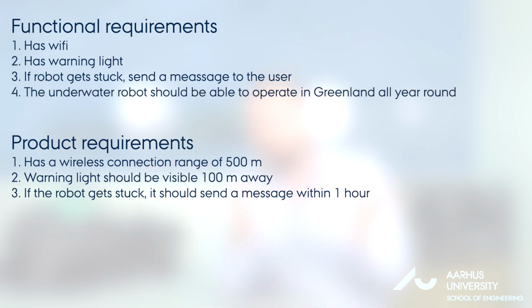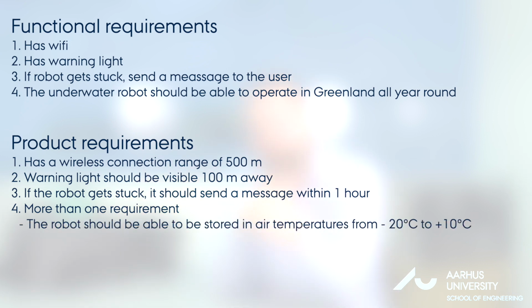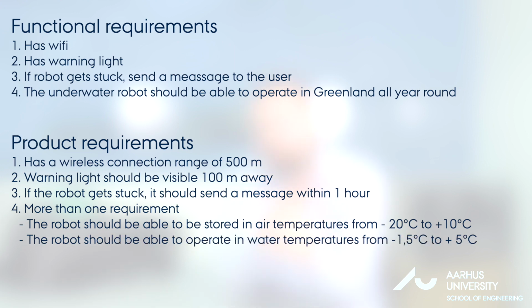The underwater robot should be able to operate in Greenland all year round. Now, that's a very broad functional requirement. This is more than one requirement in one. So, as for the product requirements, we have the robot should be able to be stored in air temperatures between -20 degrees Celsius up to +10 degrees Celsius. So here you have a span. That's just the temperature. Then you have the robot should be able to operate in water temperatures from -1.5 degrees Celsius to +5 degrees Celsius.